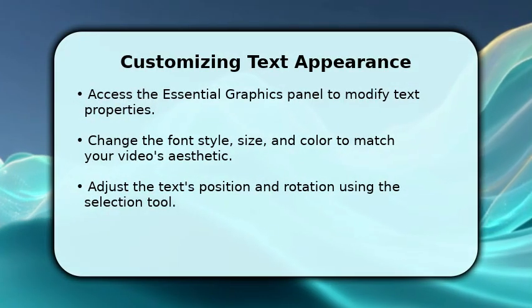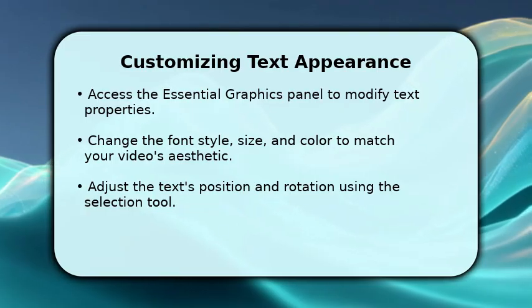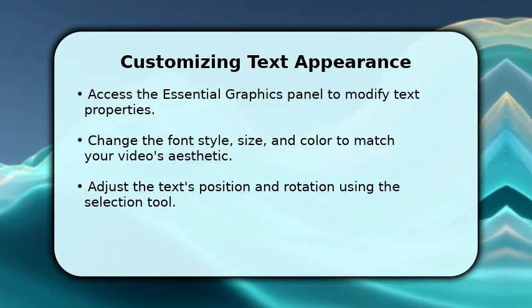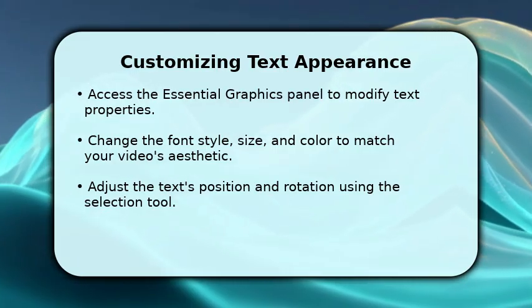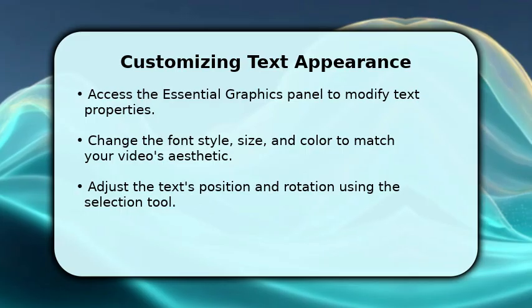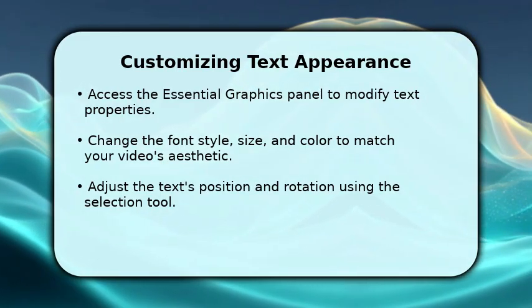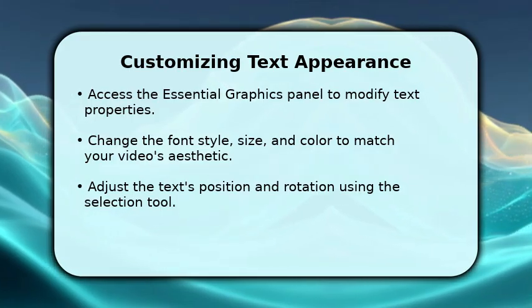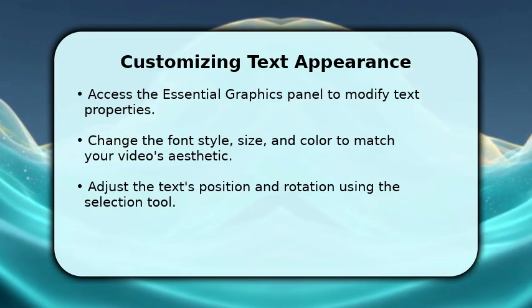Now let's make your text look great. Head over to the Essential Graphics panel, usually on the right side of your screen. Here, you can easily change the font to one of hundreds of options, adjust its size, and pick any color you like. You can also precisely position your text and even rotate it for a dynamic look. Adding a subtle stroke or shadow can significantly improve readability.